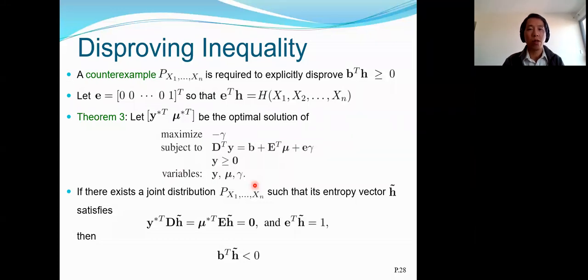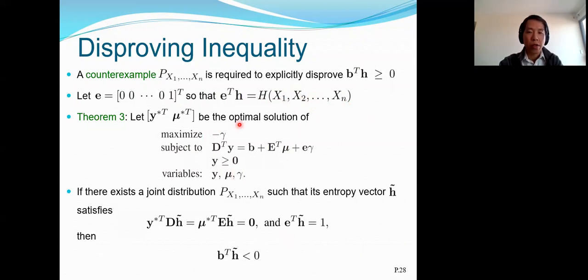So in other words, we want to find a choice distribution such that we can disprove the inequality. And in the following, I'm going to show you how we can get some hints about how to construct the counterexample by using linear program. And the idea is the following. Here I need to use one more notation called E. Basically, this is a column vector which has 0 except the last element is equal to 1, so that if E multiplied with H, we will get the joint entropy of all random variables.